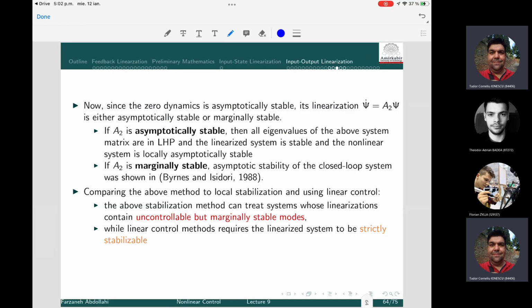For the zero dynamics and its linearization, psi dot is A2 psi. Psi is either asymptotically stable or marginally stable. If A2 is asymptotically stable, then all the eigenvalues of the above system are in the left half plane.